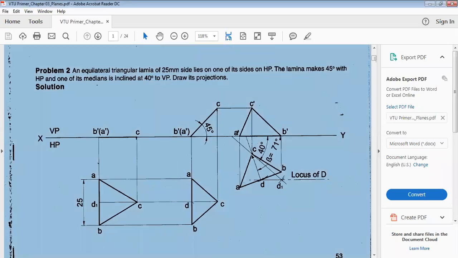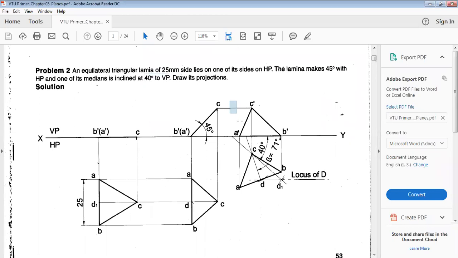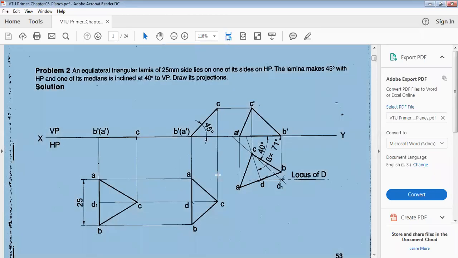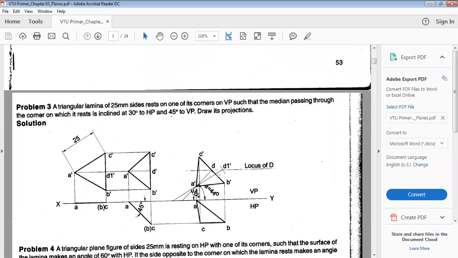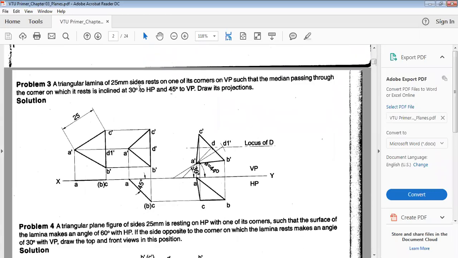So this is the procedure, friends. Now we'll see it one by one. For example, here is a triangular lamina of 25 mm side. First, we'll read the problem very carefully.